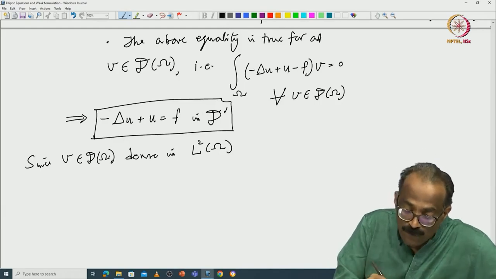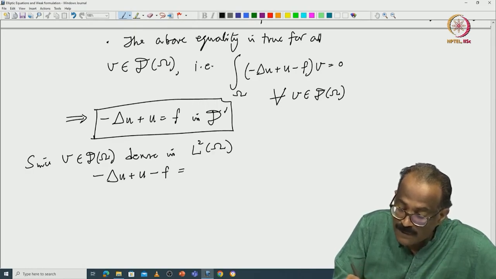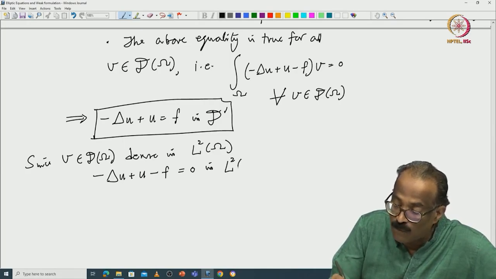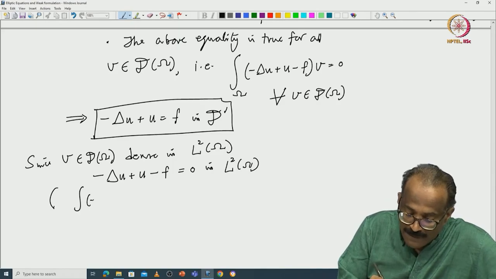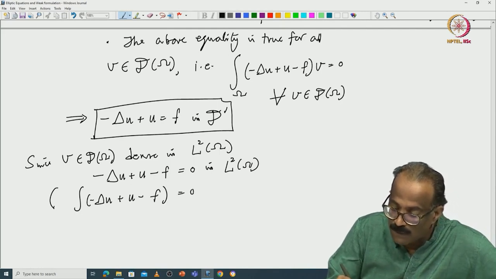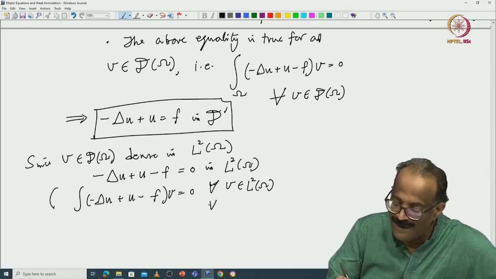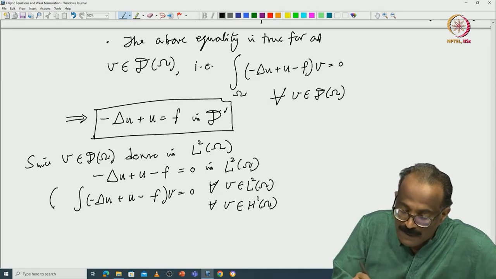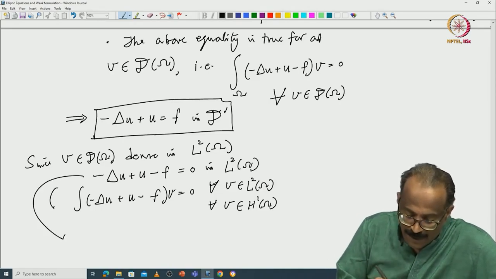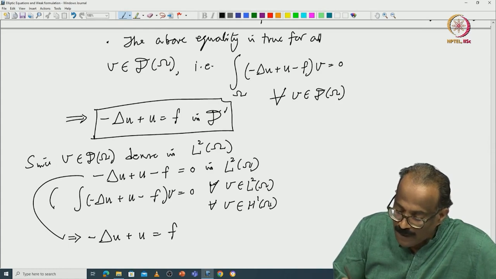once this is in L2(Ω), you get minus Laplacian of u plus u minus f equal to 0 in the sense of L2(Ω). The meaning of that is, you have minus Laplacian of u plus u minus f equal to 0 for all v in L2(Ω). In particular, for all v in H1(Ω), you see the way you derive. Of course, this implies in L2(Ω), so I will come back to that one. This also implies minus Laplacian of u plus u equals f almost everywhere.